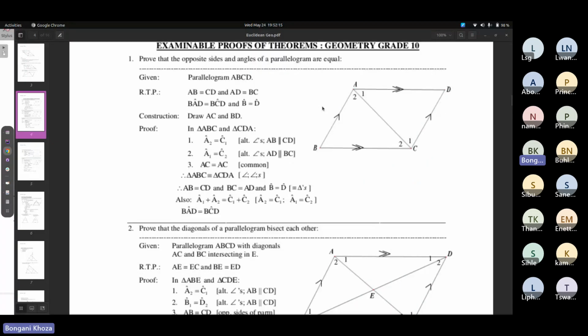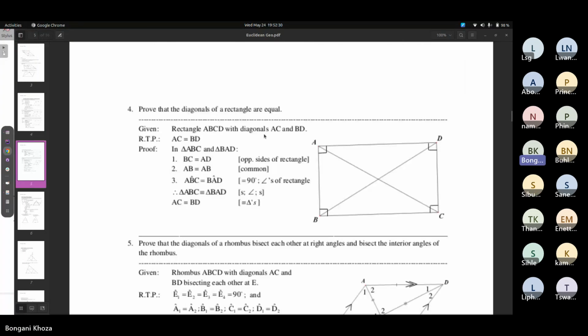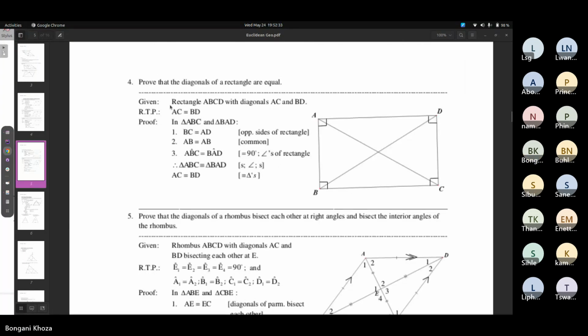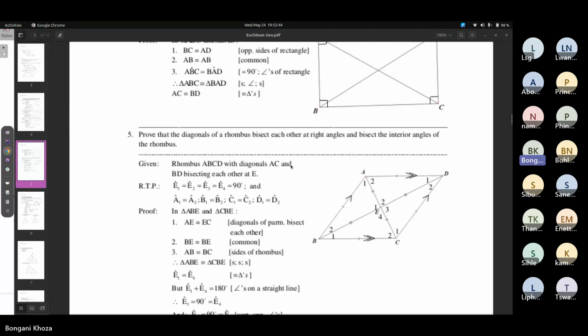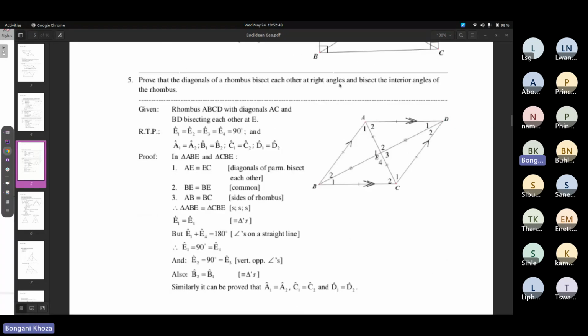All right, so you do have those proofs with you. You can go through them, and I'm hoping these will serve as a guide to see how to go about solving problems. In most cases you see that congruency is there. Also, this one is another proof. Prove that the diagonals of a rectangle are equal. So we're supposed to prove that AC and BD are equal. There's your proof over there. Another one: prove that the diagonals of a rhombus bisect each other at right angles, and they bisect the interior angles of the rhombus. So that's the proof over here.